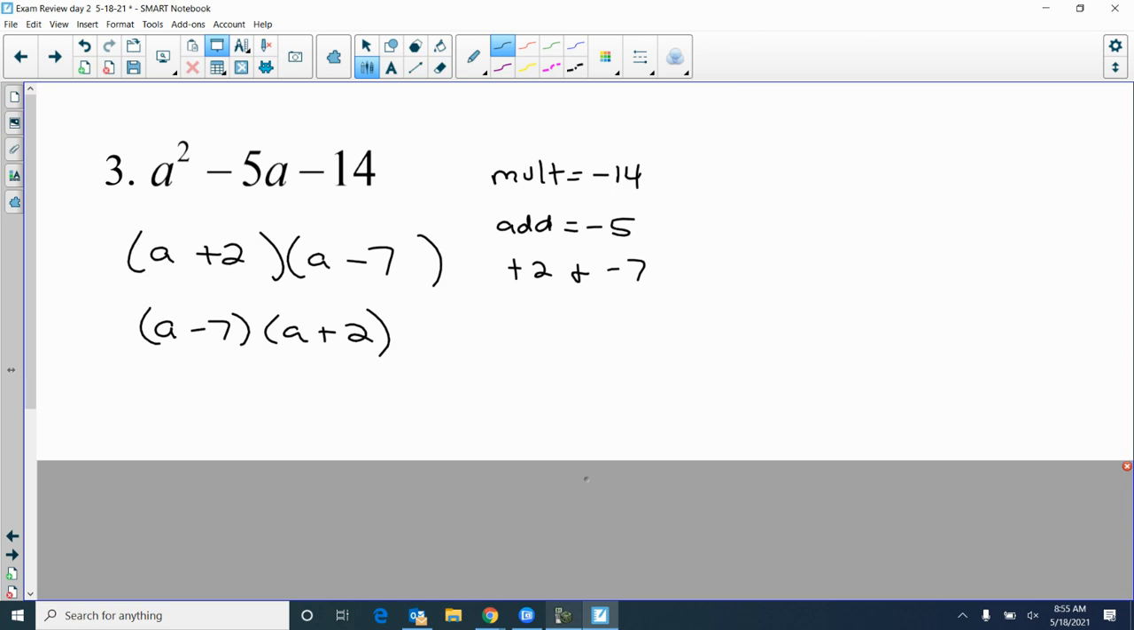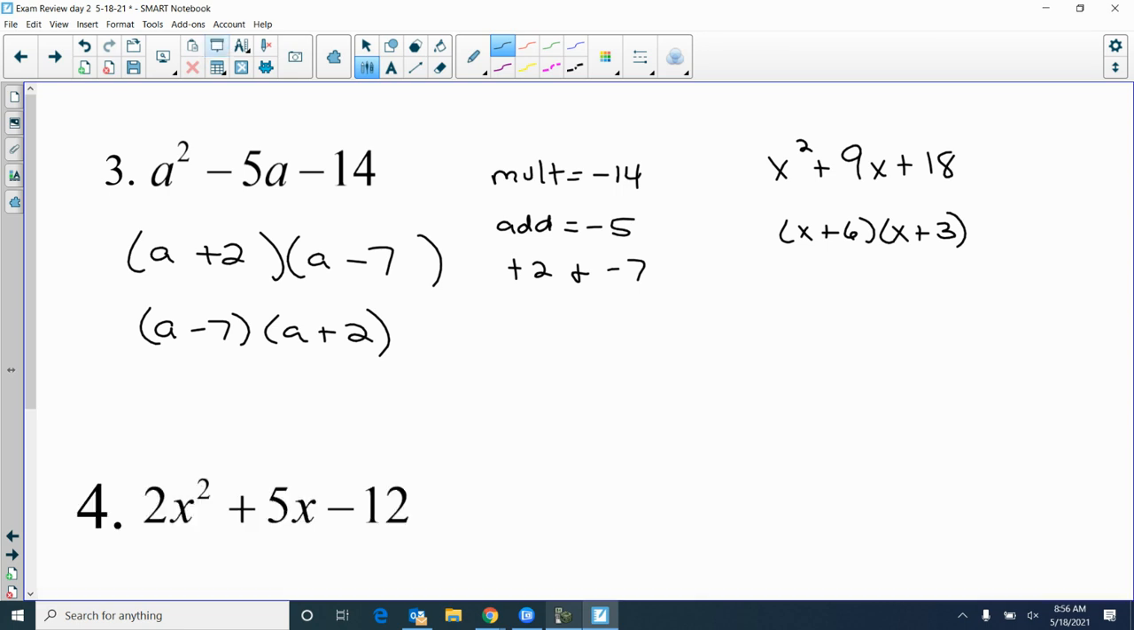I know it's not on there, but what if I give you x squared plus 9x plus 18. So just take a second, see if you can figure that one out. Two numbers that multiply to get 18, add to get 9. Jordan? X plus 6 and x plus 3. Good. X plus 6, x plus 3.